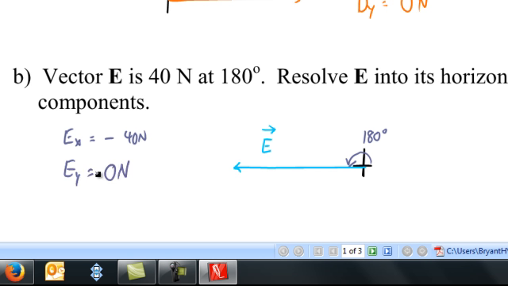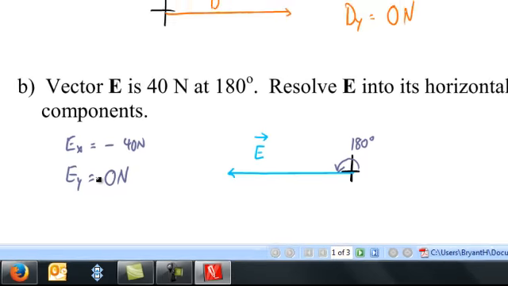If you wanted to, you could say Ex is equal to E times the cosine of 180 degrees. And the cosine of 180 is equal to negative 1. So I again have a right triangle whose height is 0 and whose horizontal leg is equal to the hypotenuse.